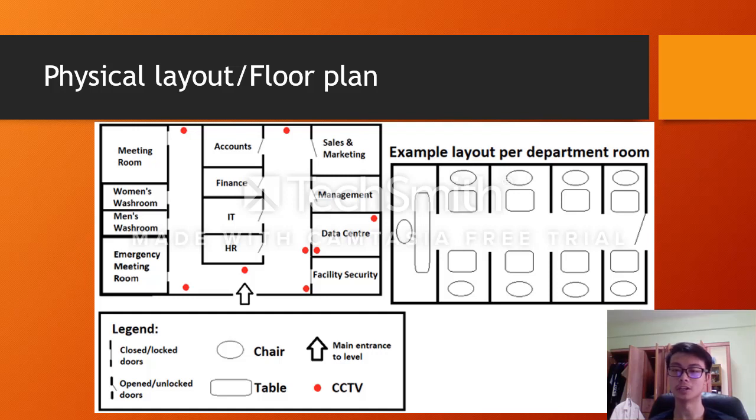And on the right of the screen, you can see the example layout per department room. You can see that there are walls between each staff desk. This is to prevent the employees from peeking and looking at each other's screen from their seats. By preventing them from peeking, it also helps to prevent any unnecessary content or information from being spread to people that are not supposed to know.